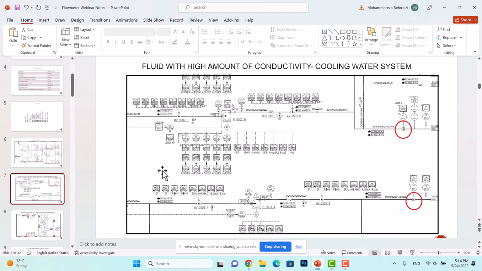We use magnetic flowmeters. As you can see on the PowerPoint page, magnetic flowmeters were used for this cooling water system. Not just for cooling water systems, we also have oily contaminated waters, partially POC or COC, completely oily contaminated water, or partially oily contaminated water. They also have a high amount of conductivity, and we use magnetic flowmeters for these applications alongside cooling water systems.